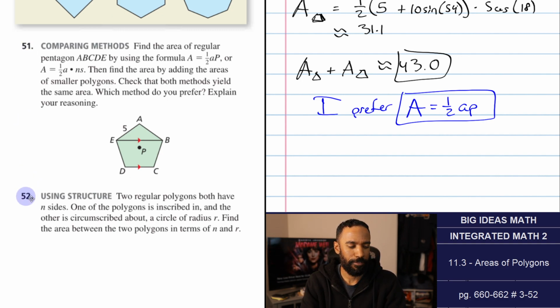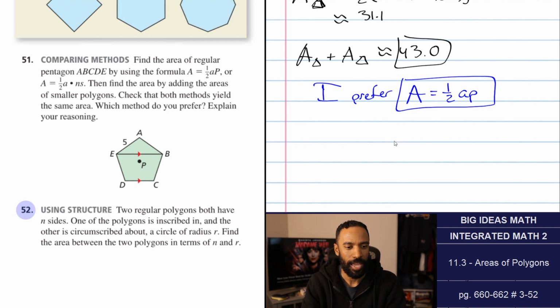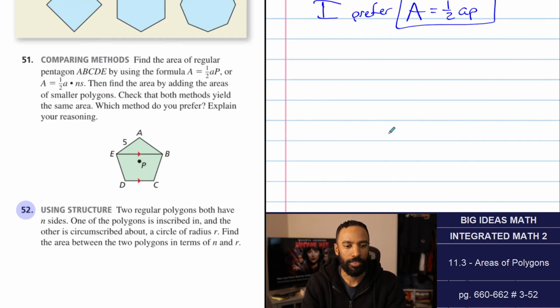All right, number 52 using structure. Last question. Two regular polygons have both n sides. One of the polygons is inscribed in and the other is circumscribed about a circle of radius r. Find the area between the two polygons in terms of n and r.